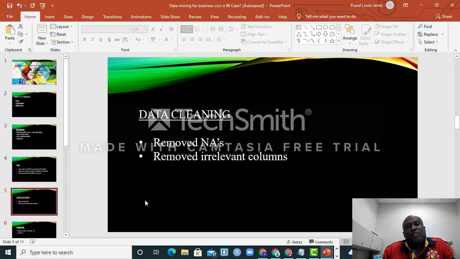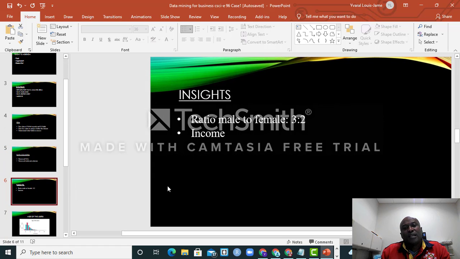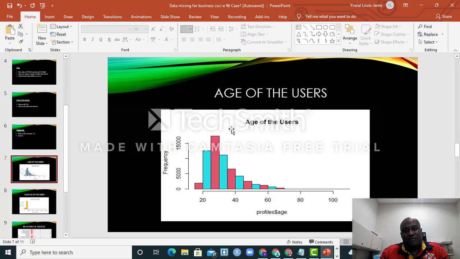And after that, I removed some irrelevant columns, because I noticed there were some fields that are not really relevant to what we were looking for. Therefore, I decided to remove them. And after the removal, I started seeing some little insights, like the ratio male to female, the income, and other insights, like the age.